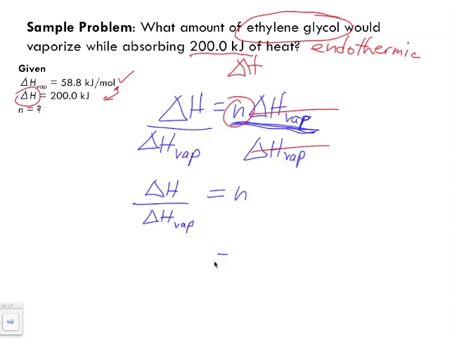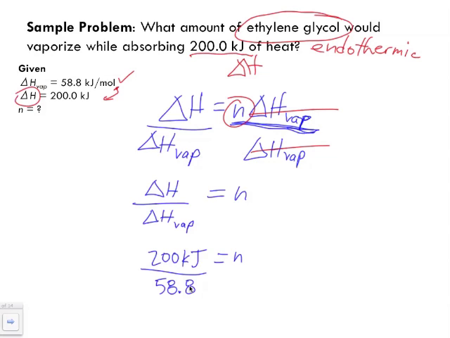So all we do now is substitute our numbers in here. Instead of delta H, we put 200 kilojoules. Don't worry about the 0.0 for now. Just remember that at the end when you're dividing, your final answer has to have the right number of significant digits. The question has only 4 significant digits, so our final answer should also have 4 significant digits.